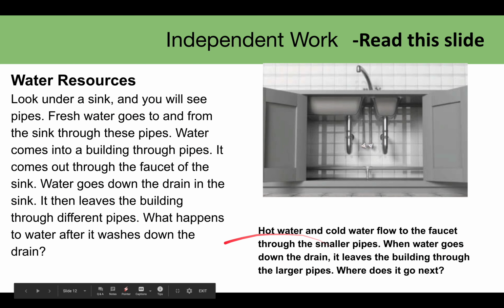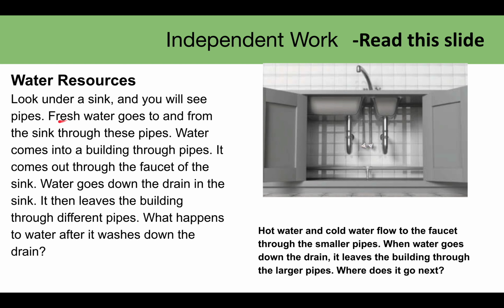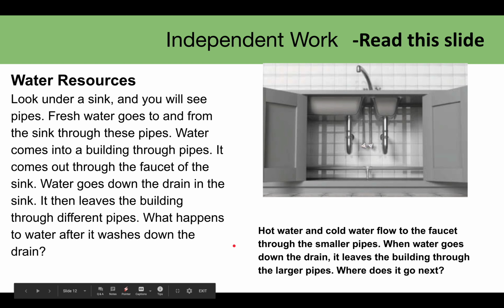Independent work. Read this slide. Water resources. Look under a sink and you will see pipes. Fresh water goes to and from the sink through these pipes. Water comes into a building through pipes. It comes out through the faucet of the sink. What goes down the drain in the sink? It then leaves the building through different pipes. What happens to water after it washes down the drain?